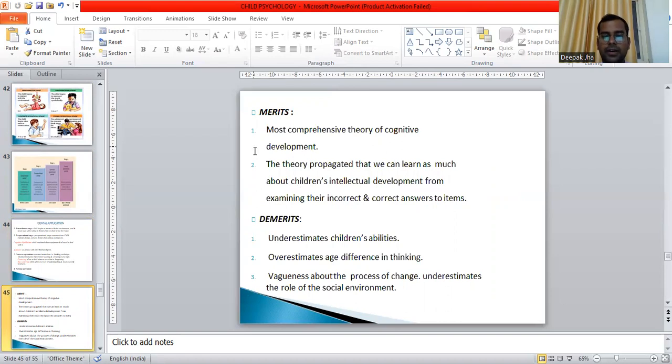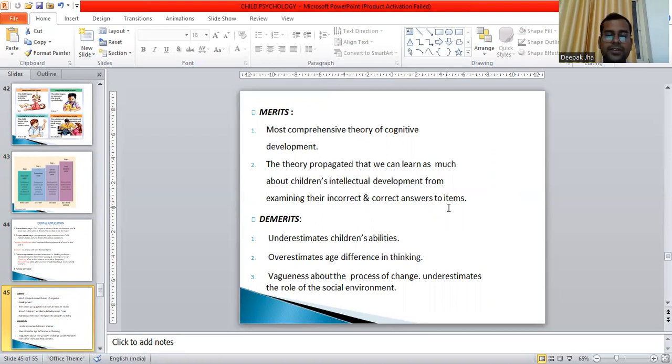Next, coming on to the merits. The first and most important merit of Jean Piaget's theory is that it is the most comprehensive theory of cognitive development. Piaget has comprehensively explained how thinking develops, how cognition, which is the act of thinking, develops. The theory propagated that we can learn as much about a child's intellectual development from examining the correct and incorrect answers to items.